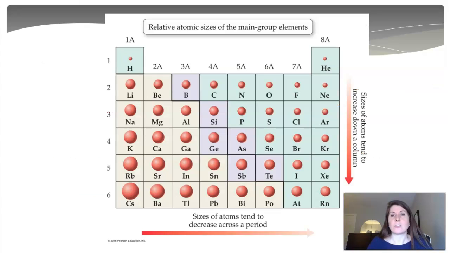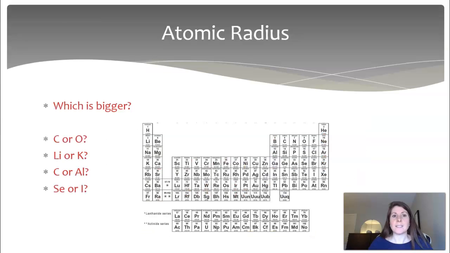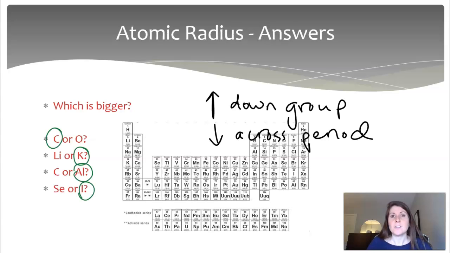This is an image that just shows you that general trend. So let's go ahead and practice. You can go ahead and pause the video and then play it again so that you can see the answers. So which one is bigger? Carbon is bigger because it's further to the left, it decreases across a period, and it increases as you go down a group.